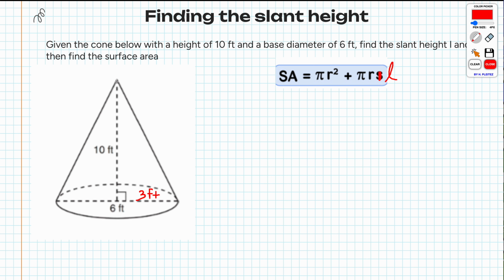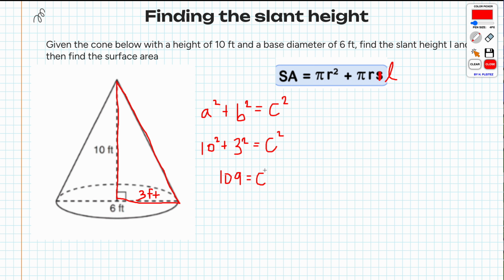Now we should get in the habit of trying to digest these diagrams here. We have a right triangle. And when we have 2 out of the 3 sides of a right triangle, we can use the Pythagorean theorem to help us figure out what that third side is. So a squared plus b squared equals c squared. So we get 10 squared plus 3 squared equals c squared. If we do this, we get 109 equals c squared. And then if we take the square root of that, we get 10.440.